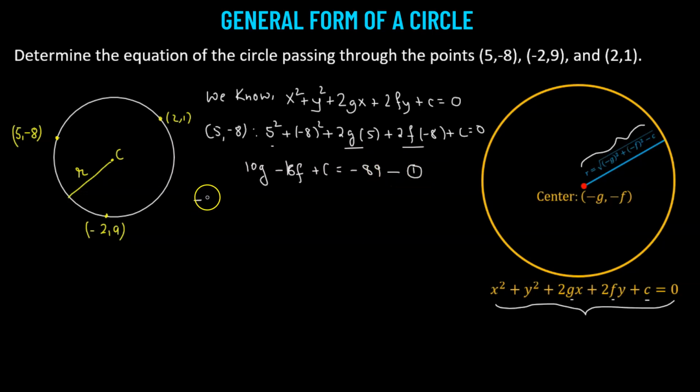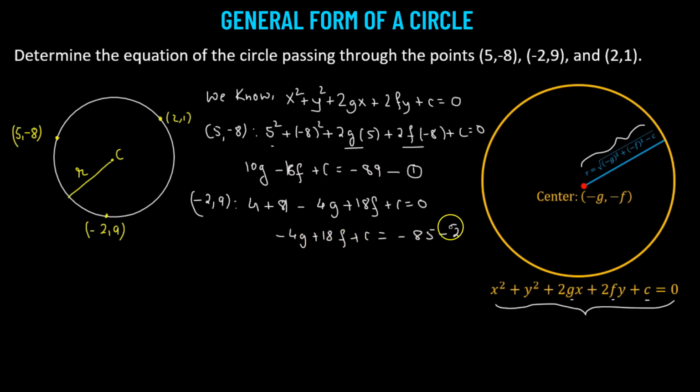Coming to the next point, we have (-2, 9). The point is going to satisfy the general equation. So we get (-2) squared, that's 4, added to 9 squared, that's 81. We have -4g plus 18f plus c equals 0, or rather we get -4g plus 18f plus c equals -85. Let this be equation number 2.